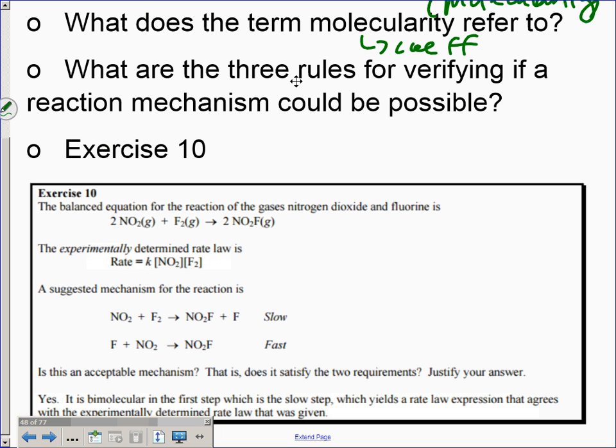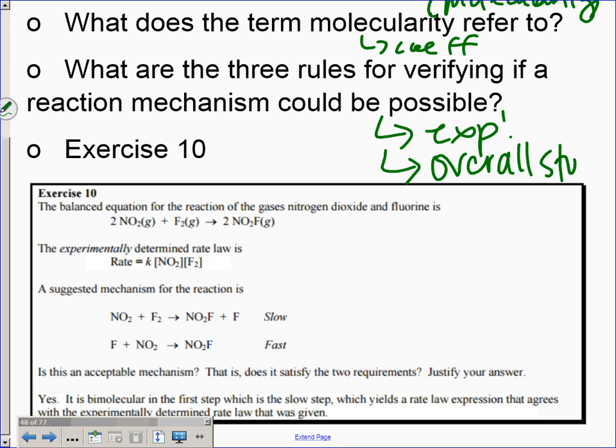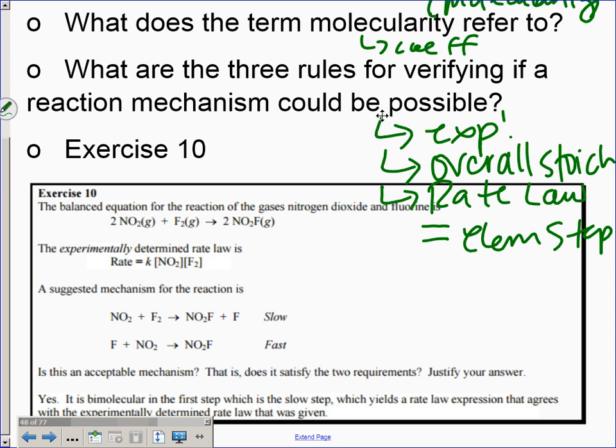Thank you, Courtney. It must be determined by experiment. Everything we've done so far has been experimental, right? What else? Overall stoichiometry means the coefficients must match, which we'll talk about in a second. Keep going. The rate law from the experiment must match the elementary step that controls the rate of the experiment.